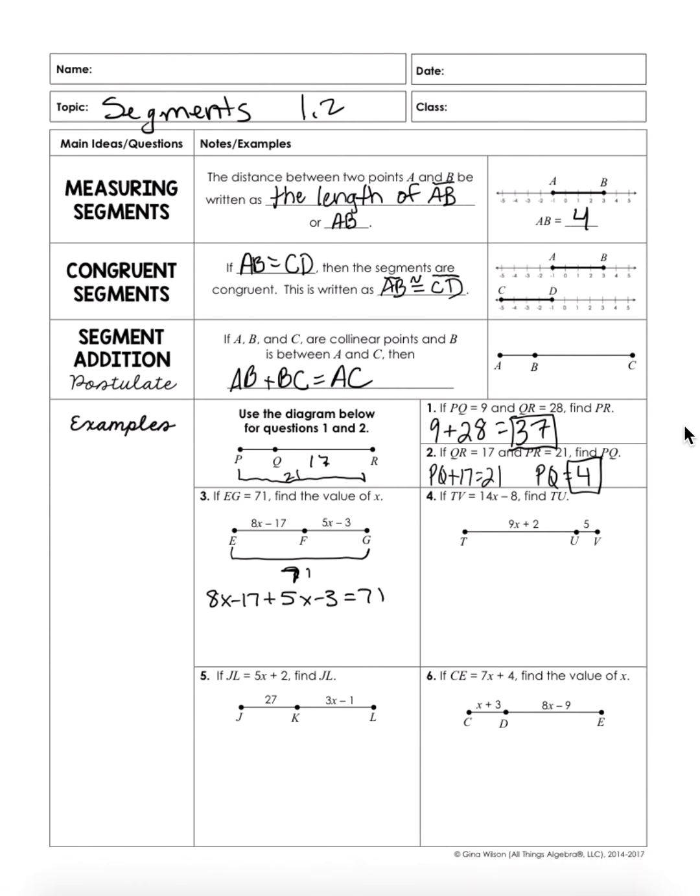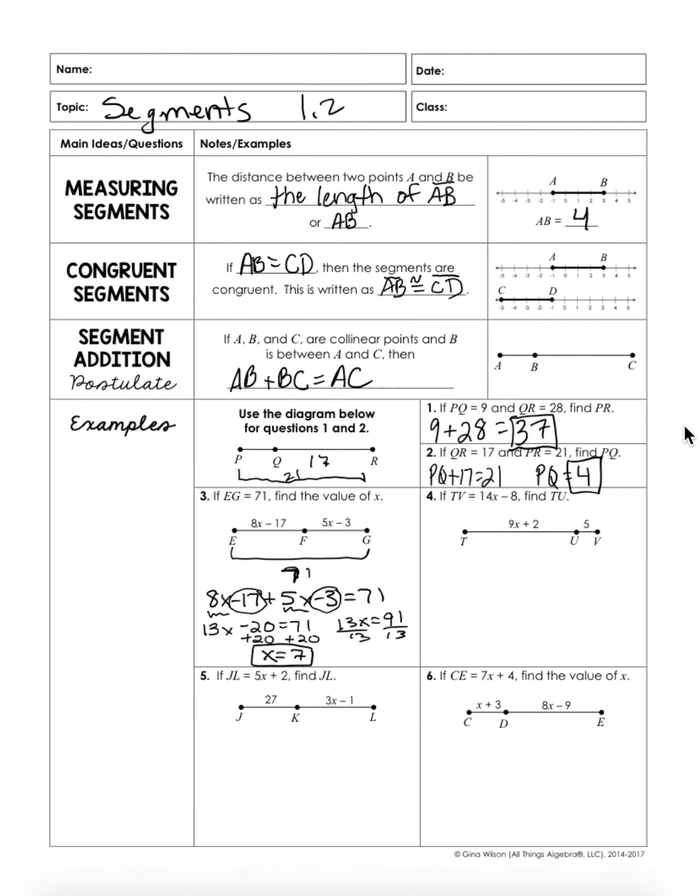Okay, so we're going to practice. I'm going to review with you how to solve all the equations for today. We have 8x and 5x. That makes 13x. Minus 17 and minus 3 makes minus 20. And then I could add 20 to both sides and get 13x equals 91 and divide by 13 and get x equals 7. Okay, remember when I get to the bottom, I'm going to box it.